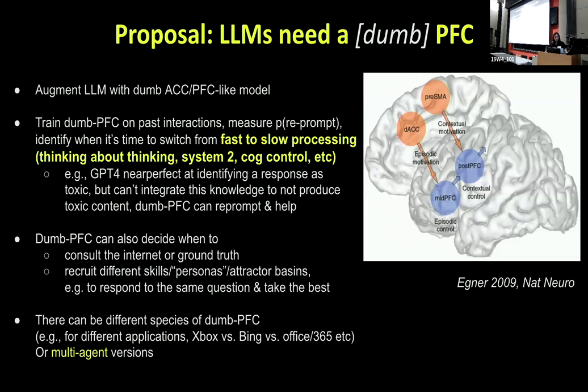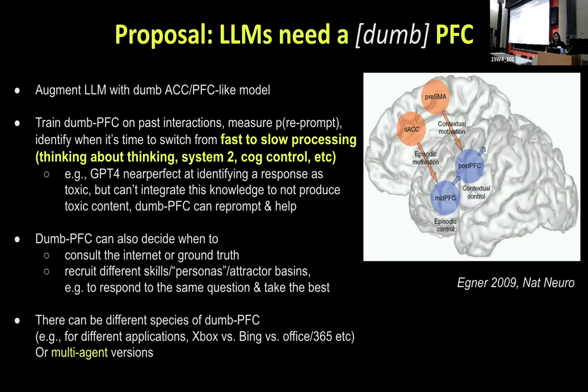For instance, you could augment them with a very dumb version of ACC or PFC, which basically just determines when it's time to slow down and switch to a more self-monitoring and controlled process. How would it do that? Do we provide a huge list for it? No, actually, we can train a dumb PFC. You've heard of mPFC, I'm proposing dumb PFC.